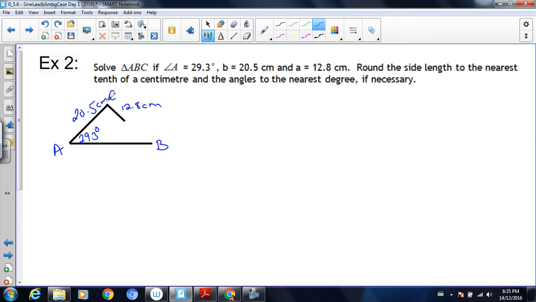So now we must solve this. In order to solve this, I first have to check if there is an ambiguous case. The reason I need to check is because I have side, side, angle, or two sides and an angle, so I must check for the ambiguous case. The first thing I check is I'm going to calculate the height.